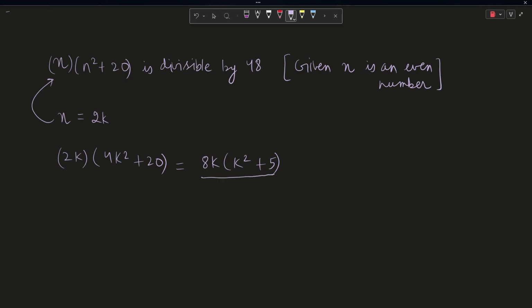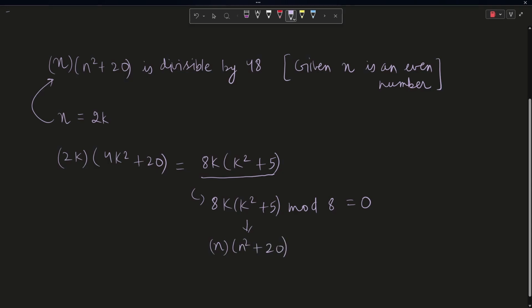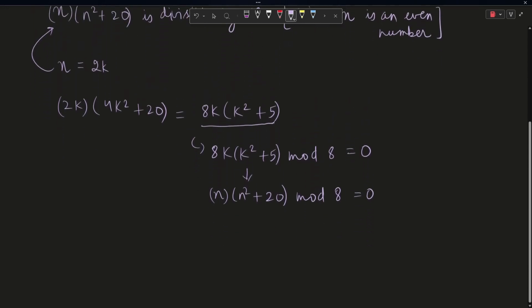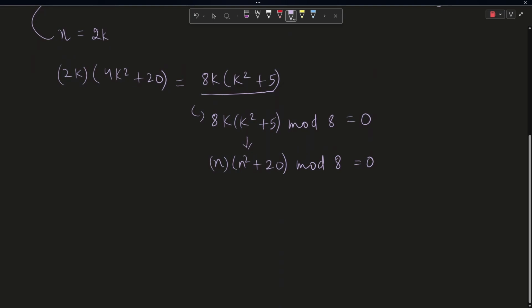This whole number is divisible by 8, or I can say that 8k into k square plus 5 mod 8 is equal to 0. If this number is divisible by 8, I can say that n into n square plus 20 is also divisible by 8. Now we only have to check that the required number is divisible by 6 or not. If the required number is divisible by 6, then we can say that the whole complete number is divisible by 48.